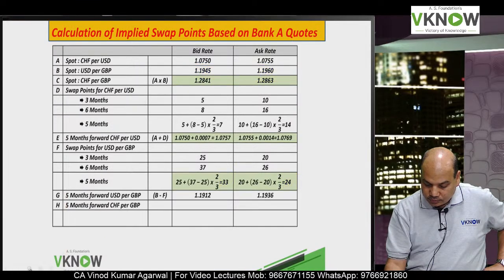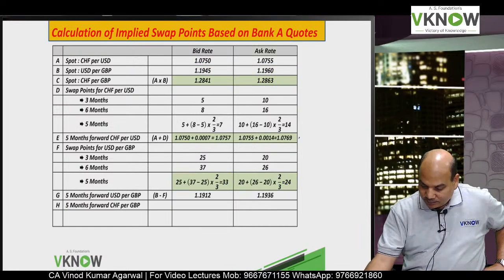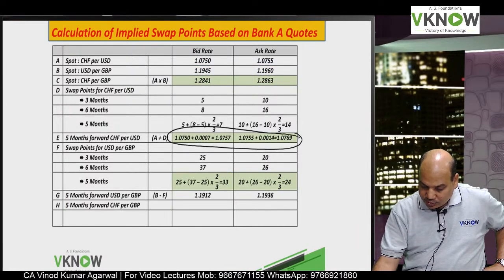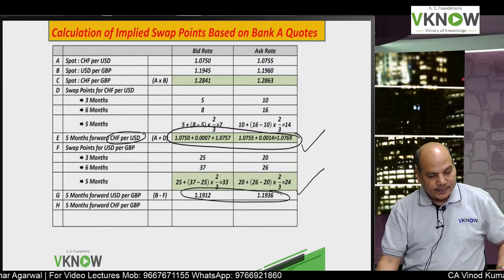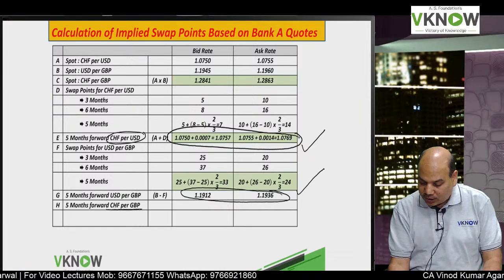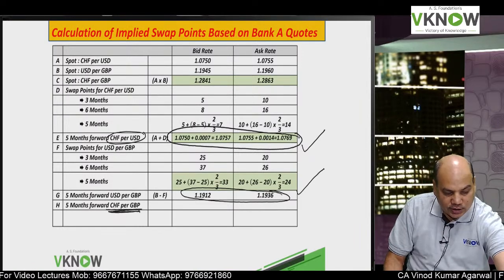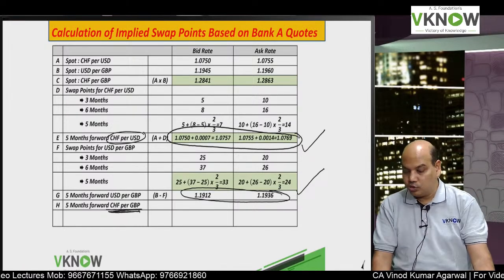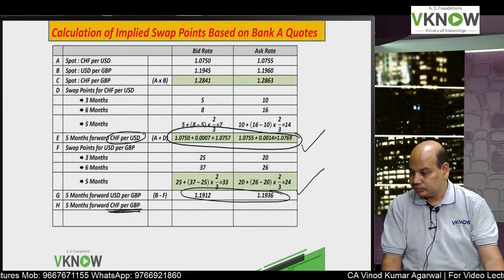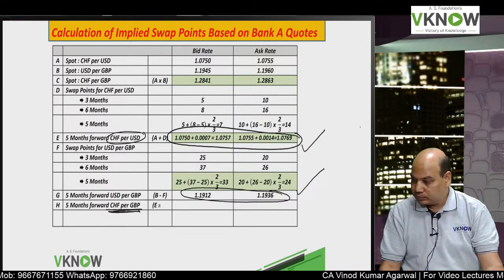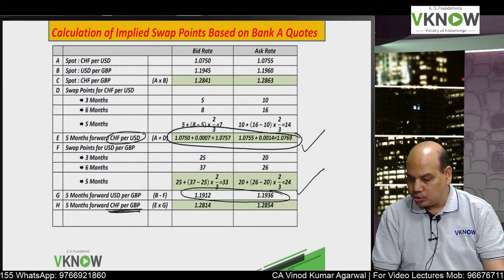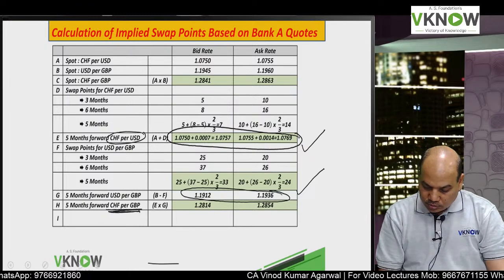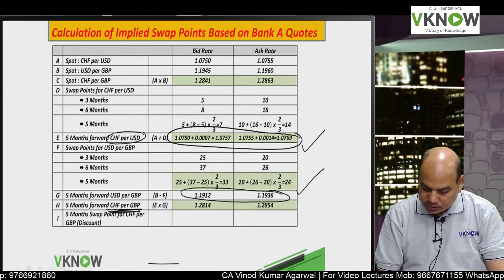Now you have got this highlighted line, which is CHF per USD. This is USD per GBP. What will you get if you multiply the two? You will get CHF per GBP. Solve. 1.2814, 1.2854.